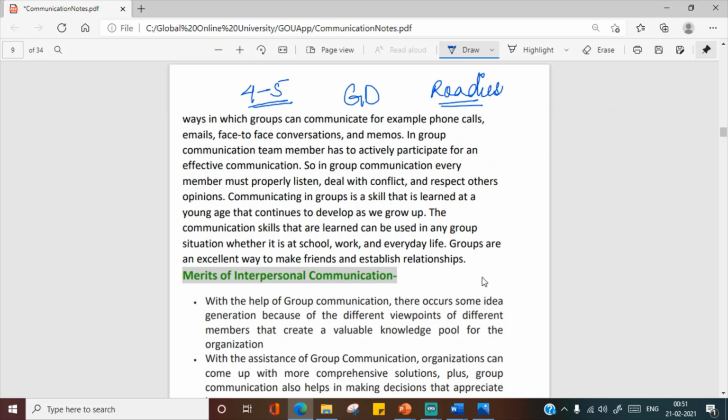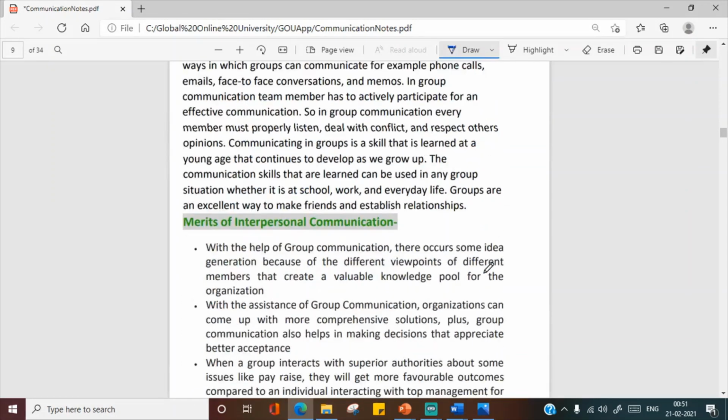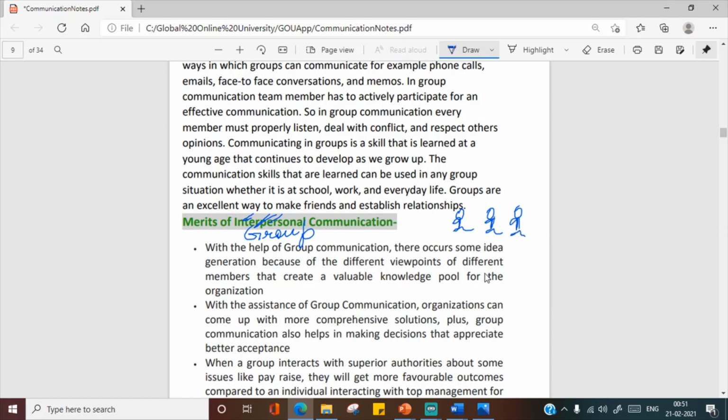It helps to bring a lot of confidence. So the merits of group communication is that some ideas occur because of different viewpoints. So you are deciding on something. For instance, you are planning a trip with your friends. So you say, okay, we should go to Goa. Some say, okay, we should go to Jaipur. Some people are talking about Kerala.